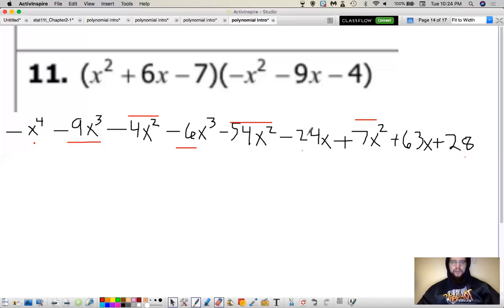And I got regular old x's here and here. Descending order. So I'm going to start with the negative x to the 4th. Then I'm going to go to the x cubes. I've got negative 9 and negative 6 makes negative 15 x cubed. Then I'm going to go to the x squareds. Negative 4, negative 54, that's negative 58. And a positive 7 is negative 51 x squared.